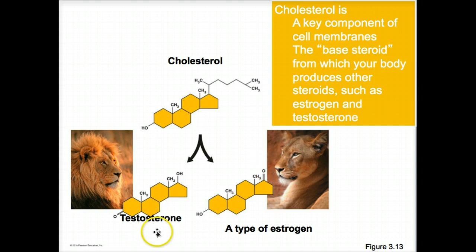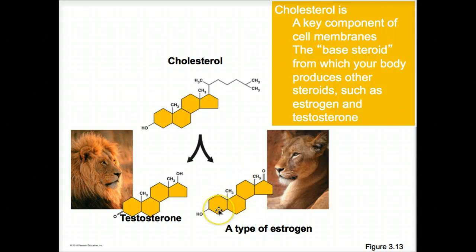Notice testosterone and estrogen look almost exactly the same. They vary here and they vary here. So it's just two little atoms that make them different, right? But they have huge differences on the effect of a body, which are the main differences between males and females.